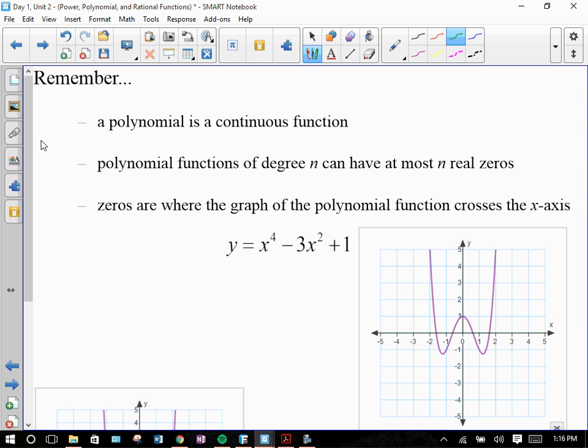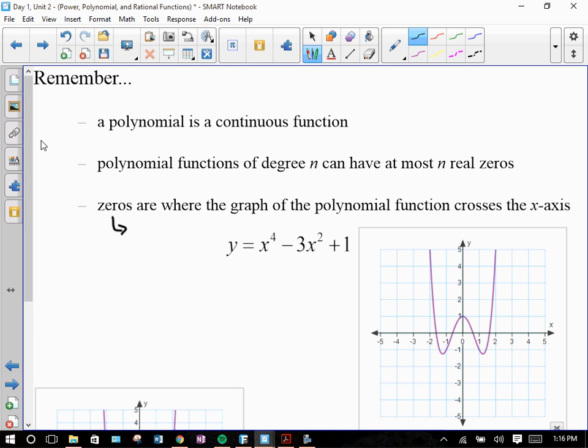Alright? So, what you need to know is this. A polynomial function of degree n can have at most n real zeros. Okay? So, if you have a 4th degree function, it could have 4 zeros. It could not have 5. Alright? And the other thing to remember is zeros are where the polynomial function's graph crosses the x-axis.